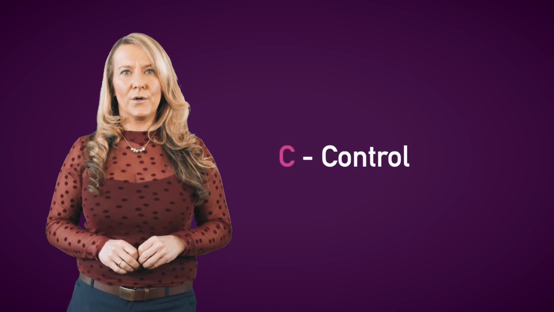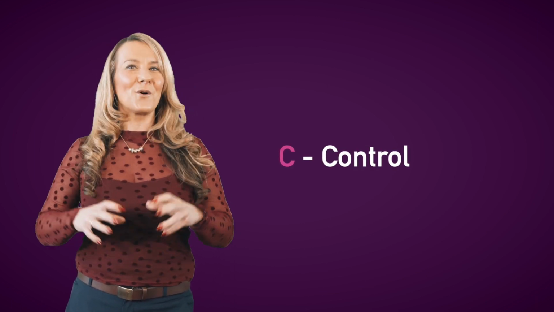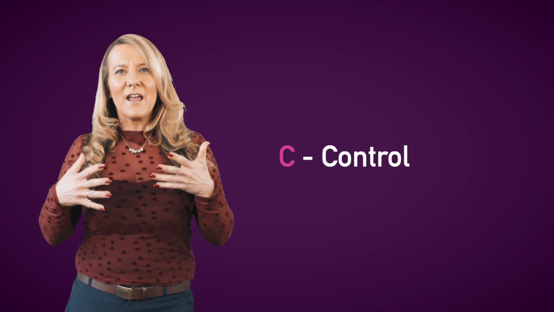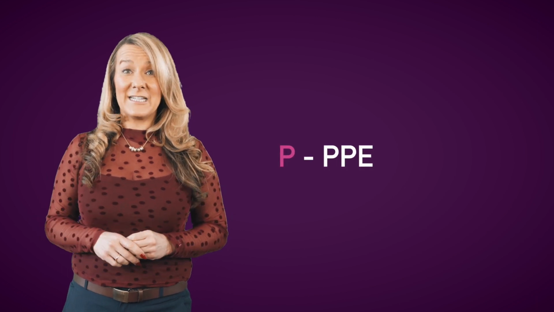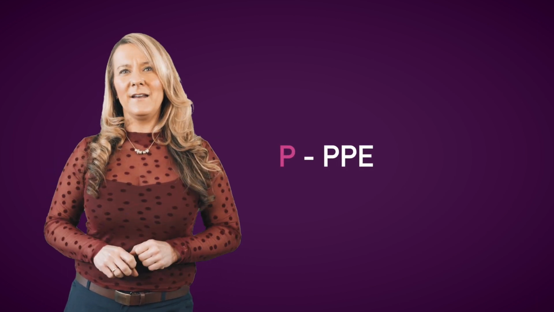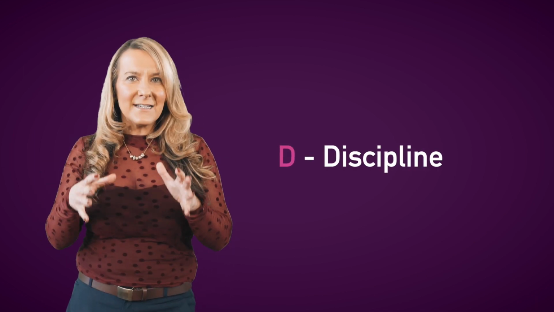C stands for control. This section is mainly focused on management and procedural controls. Think safe systems of work, permits to work, even signage. PPE or personal protective equipment should ultimately be last resort or used in conjunction with controls further up the hierarchy where the risk remains unacceptable. Think chemicals here. Lastly, discipline.